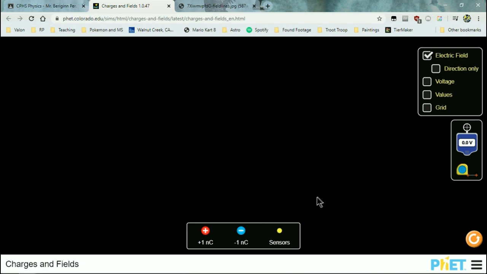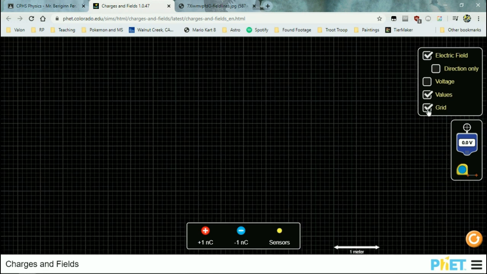What you should do is definitely have values turned on, and you could put on the grid if you want, but that's not necessary. I'll leave it on just to be more precise. The other stuff you don't need to worry about. Do not click this. And also the voltage you can mess with if you want. Again, we haven't talked about voltage. It looks cool, but there's not really a point to it at this point because we'll learn about voltage later.